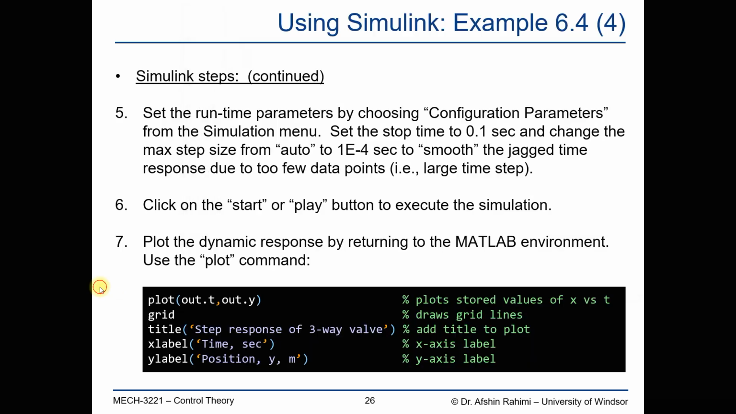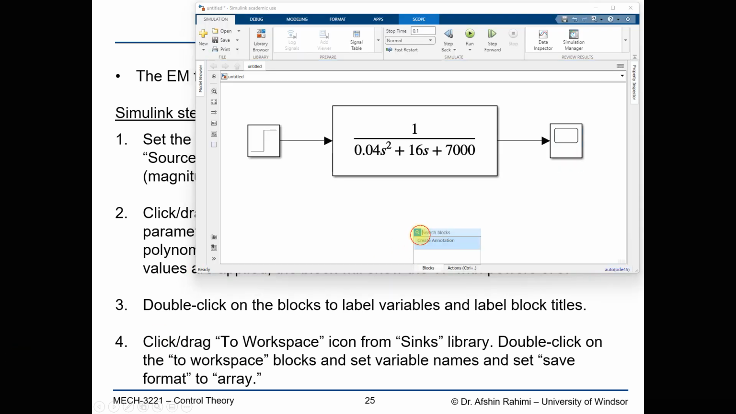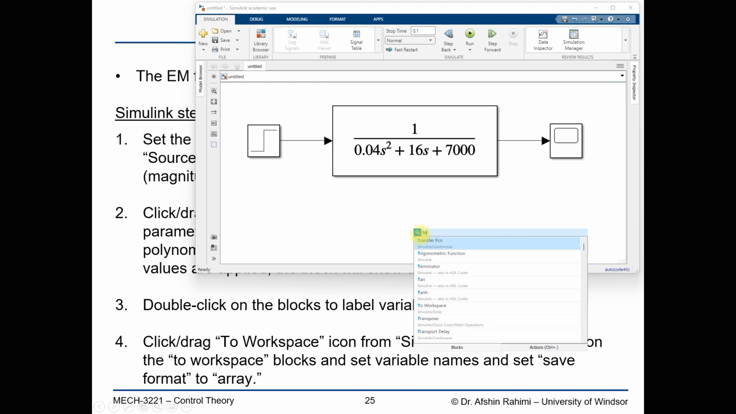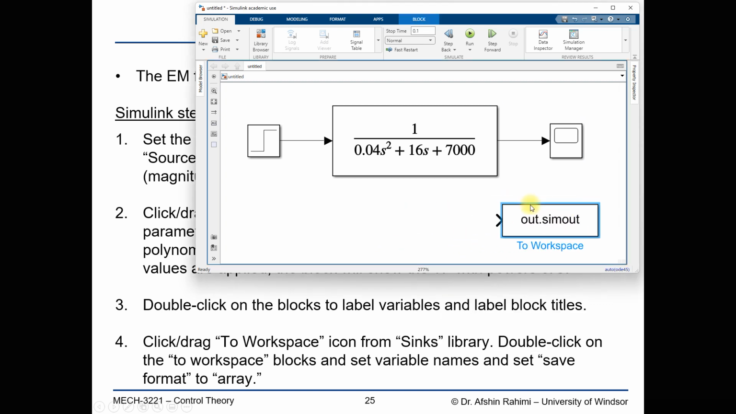To do that, we need to go back to MATLAB. So this is the step size change step. This is step 5. We looked at the simulation, and we should be able to plot these values. But for that, we had to finish step 4. So to finish step 4, we need to create a To Workspace block. We see that by default the name is SimOut.